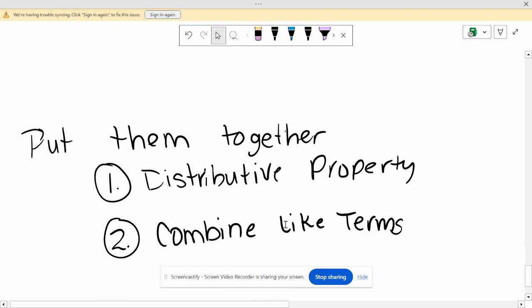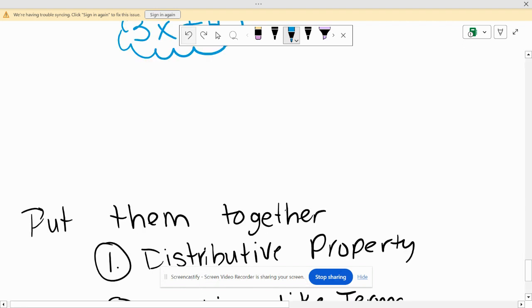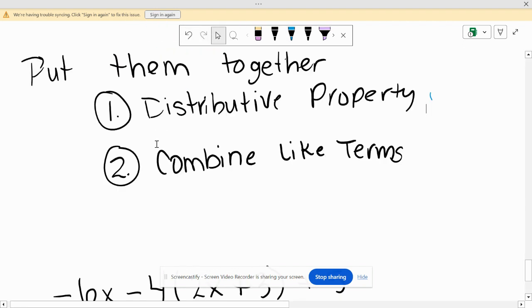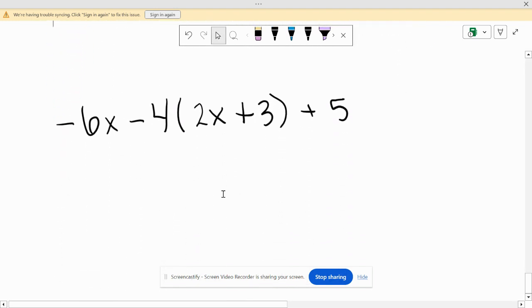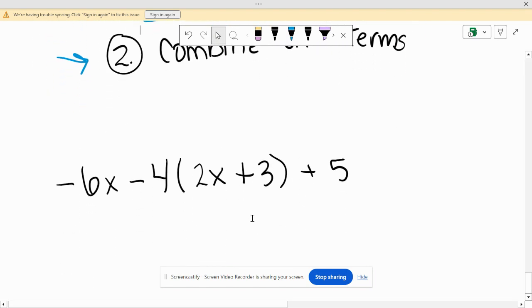Okay, the part that I think was confusing or difficult yesterday was when we were putting both strategies together into one. And so we're going to practice more of that today. When we're doing that, number one, we use the distributive property. Once we have that, then we can combine all of our like terms. Let's take a look at an example. Here we have a very complicated expression, and we're going to get this narrowed down or simplified to two terms. So there's a variable term and there's a regular number term. Our steps up here say to do the distributive property first. So that's what we're going to do.